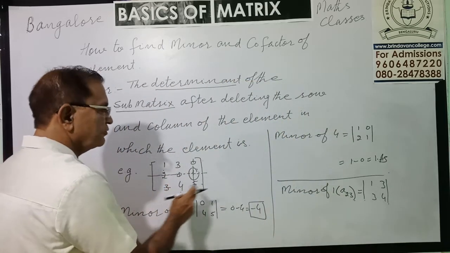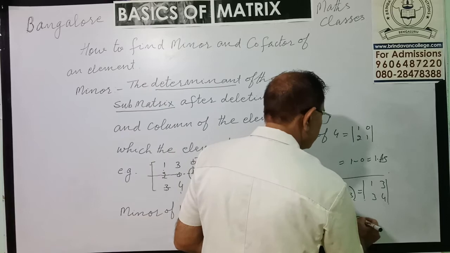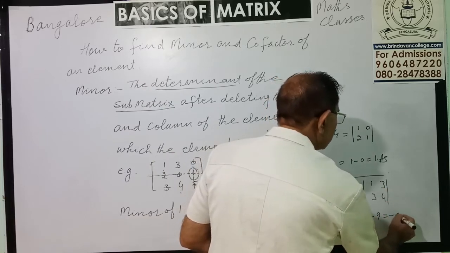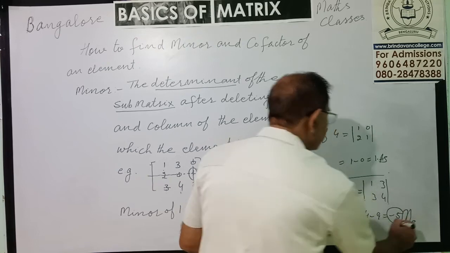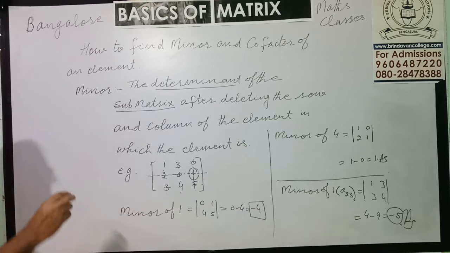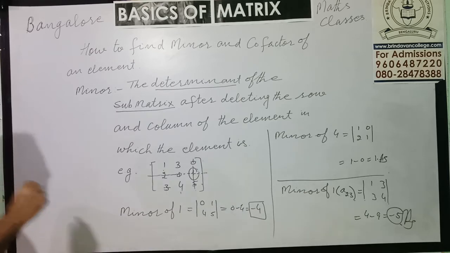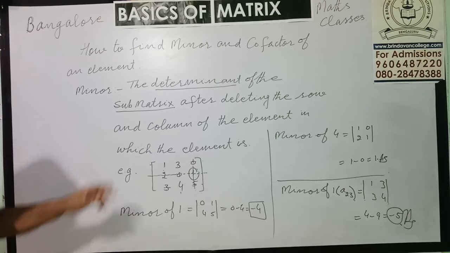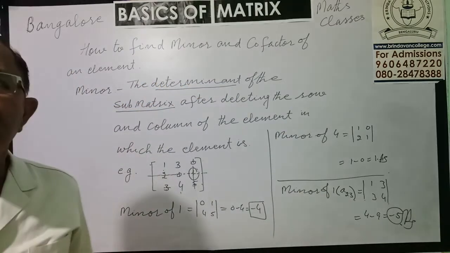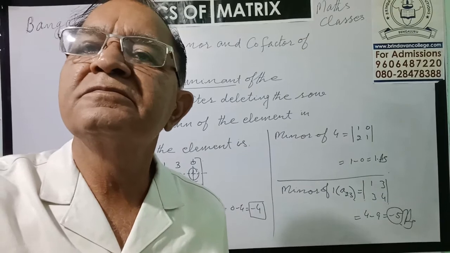1, 3, 3, 4, then go for its determinant. That is 4 minus 9 equals minus 5. So like that, we can find the minor of an element of the matrix. I think you have got it properly. After that we are supposed to go for cofactor. How to find the cofactors?